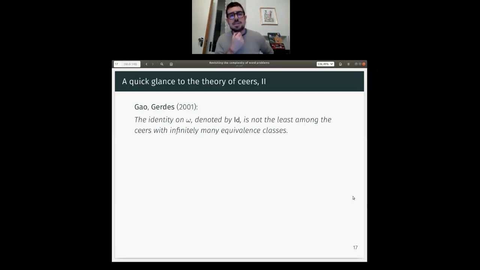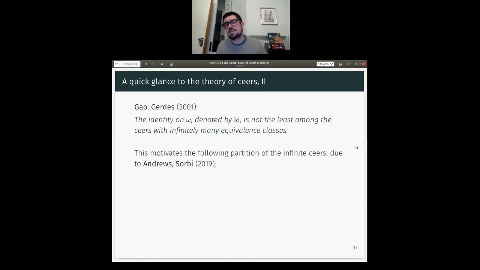And now a crucial observation: the identity on omega is not the least among the equivalence relations with infinitely many equivalence classes. To see that, it's quite easy. Just take an equivalence relation in which you have only one equivalence class being infinite, and this will correspond to a simple set, a c.e. set such that in its complement there is no infinite c.e. set, and all the other classes will be singletons. Basically, it's straightforward to show that the identity cannot be reducible to this equivalence relation, because otherwise you would be able to compute a c.e. set in the complement of this simple set, which is something that cannot exist.